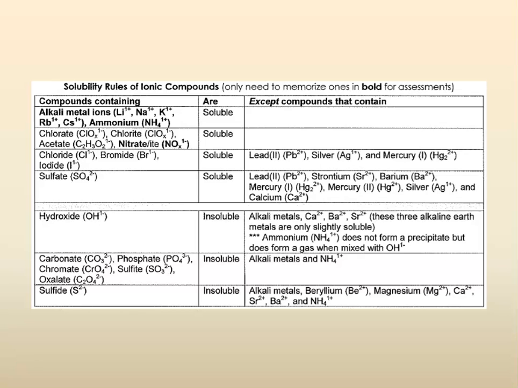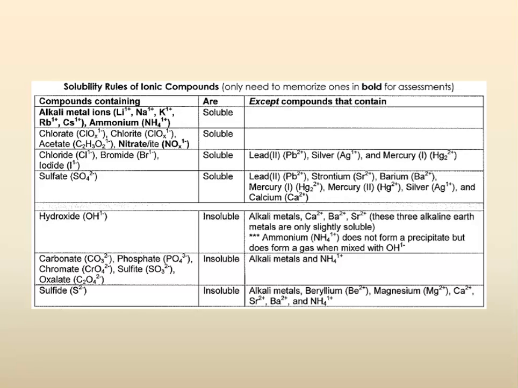With sulfates, the majority are going to be soluble as well, but there are a few more exceptions than we saw in the previous example. Lead 2, strontium, barium, mercury 1, mercury 2, silver, and calcium should all form precipitates in the presence of sulfate ions. Our hydroxides, our carbonates, our phosphates, our chromates, our sulfides, and our oxalates are primarily insoluble. The exceptions are going to be the same that you saw previously, your alkali metals and ammonium.